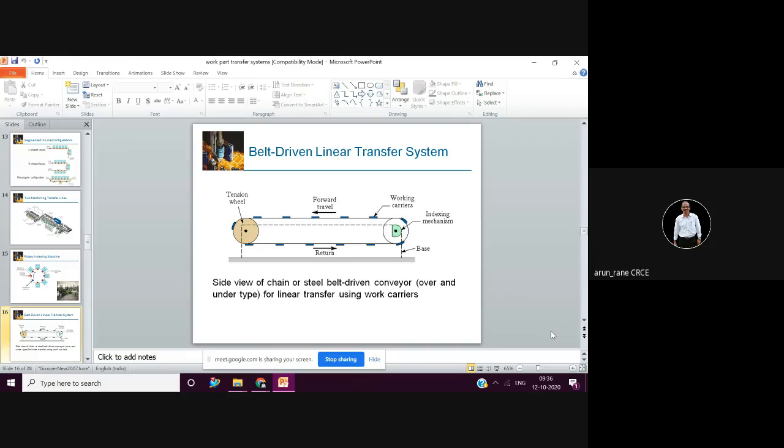Belt conveyor is used when the distance is very long. As I said, in these conveyors the number of workstations is many, like 20, 30, 40. So usually you cannot go for gear transmission. You have to go for either a belt or a chain.